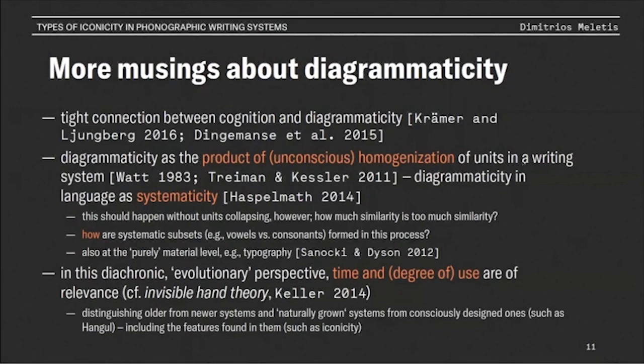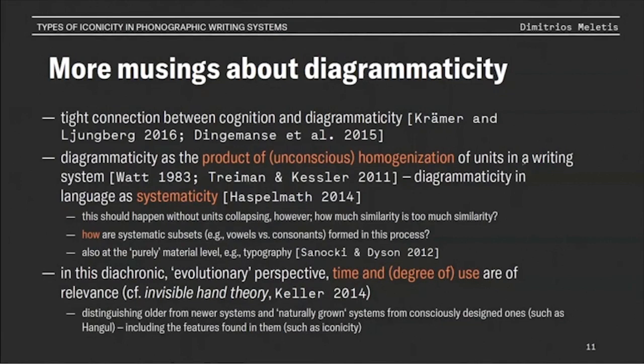I want to mention also, because a lot of typographers are here, that we find this also at the purely material level. So that fonts are being designed, or the shapes in fonts are being designed to be similar to each other, coherent and consistent, because that's also said to be good for readability, for processing. So this would be diagrammaticity at the purely writing level.